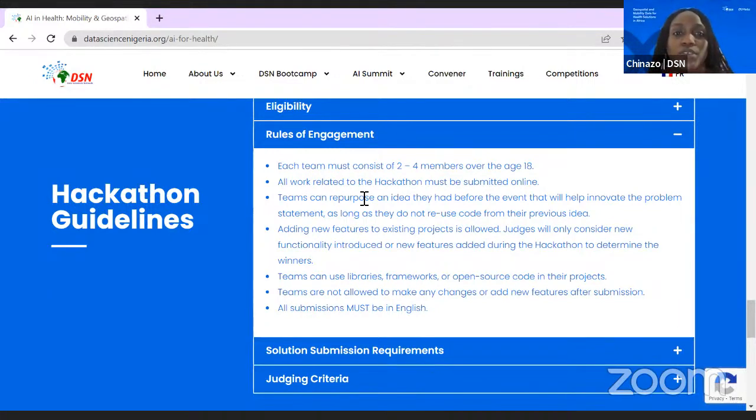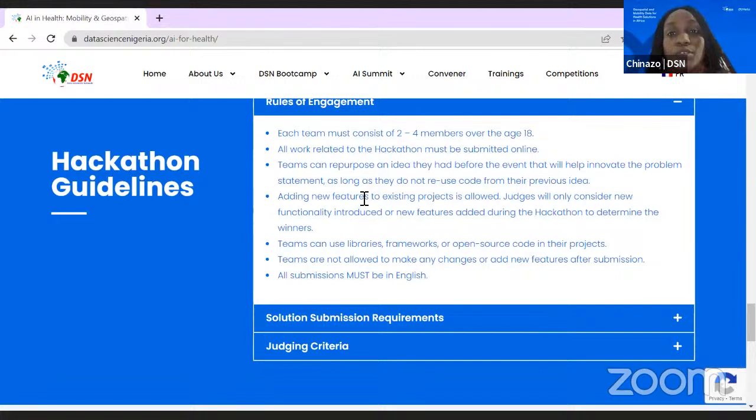The second rule says all work related to the hackathon must be submitted online. There is no physical submission. We'll provide the submission form for you to submit your solution in due time.